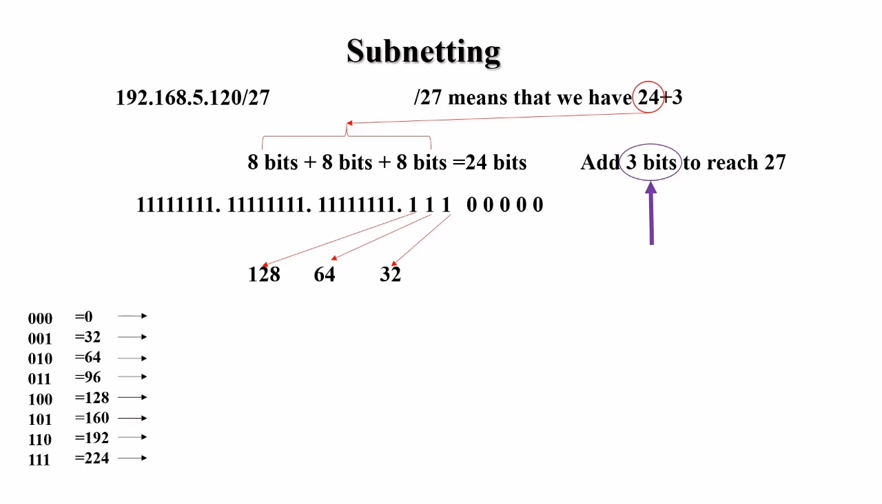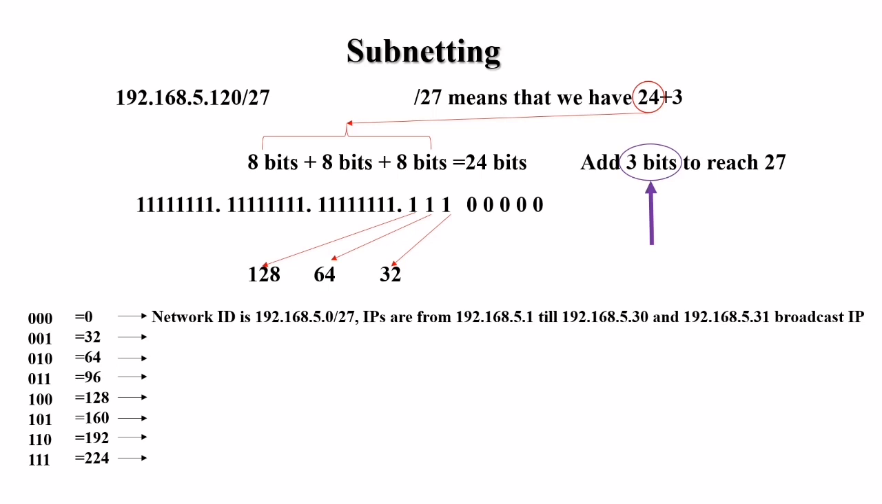This means that the first network ID is 192.168.5.0 over 27, and its IP addresses will start from 5.1 till 5.30, and 5.31 will be the broadcast IP of this subnet.